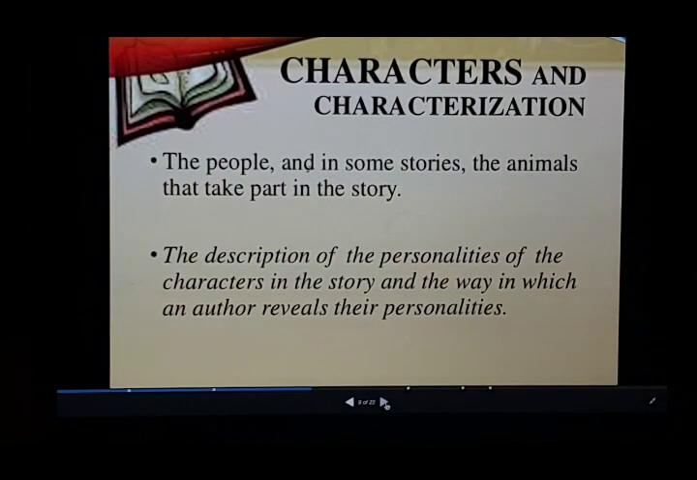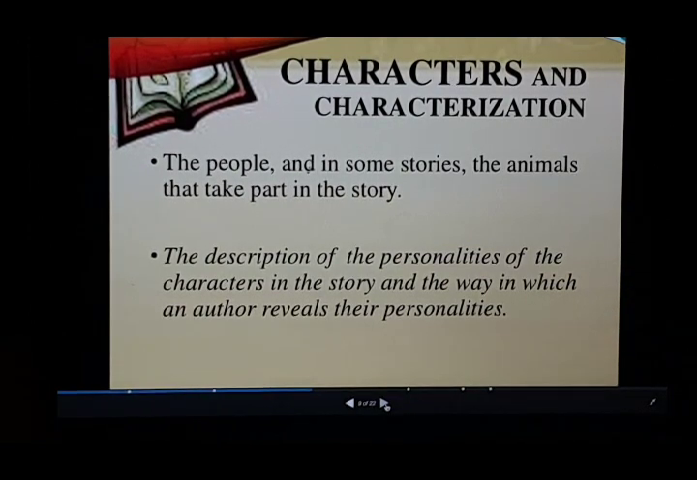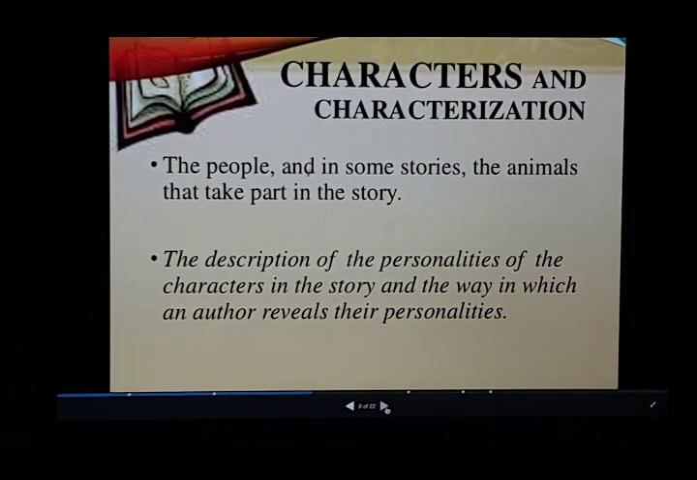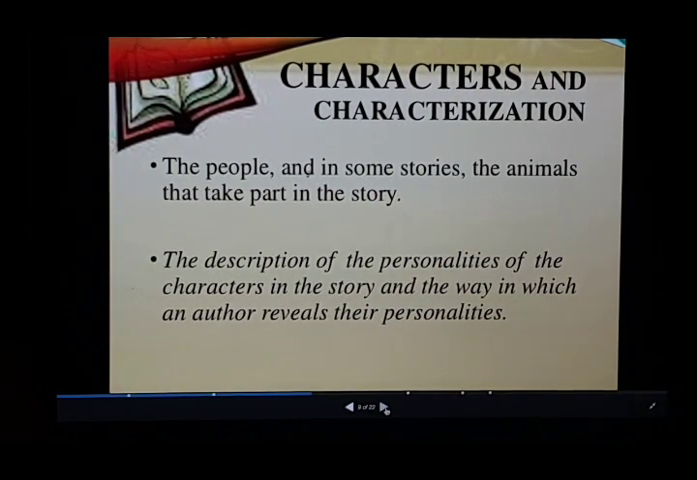Now, what was the dog like? What was his breed? Was he loyal to his master or not? These are small things we have to take care of. So that is called characterization.